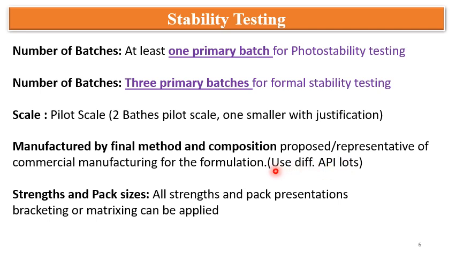Then if the container closure system has an impact on product performance, then different lots of packaging material or devices are also required to be used. Then strengths and pack sizes. So for example, you are making a formulation of 3 strengths, 300 mg, 200 mg and 100 mg.